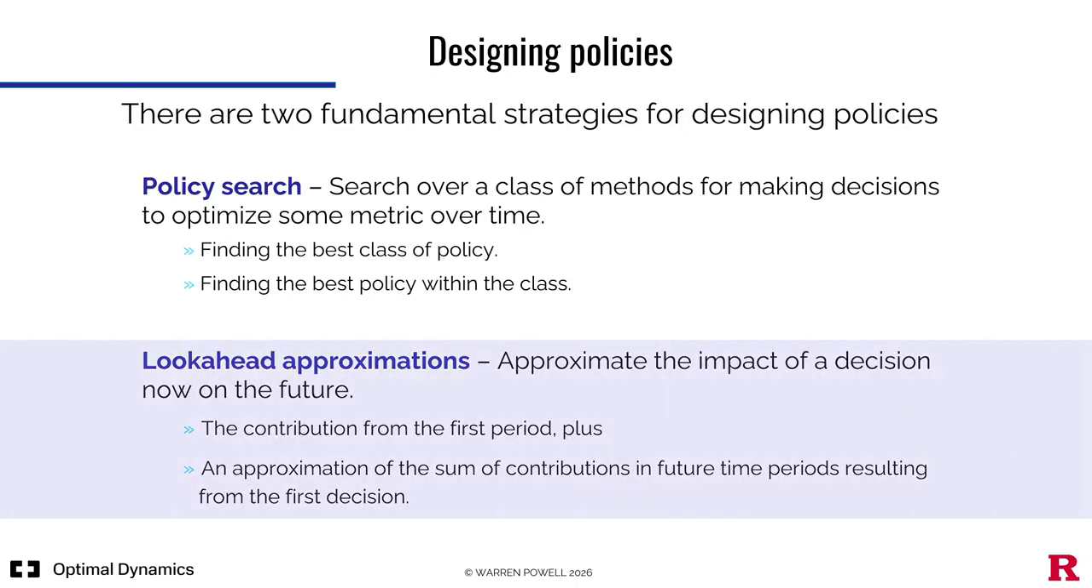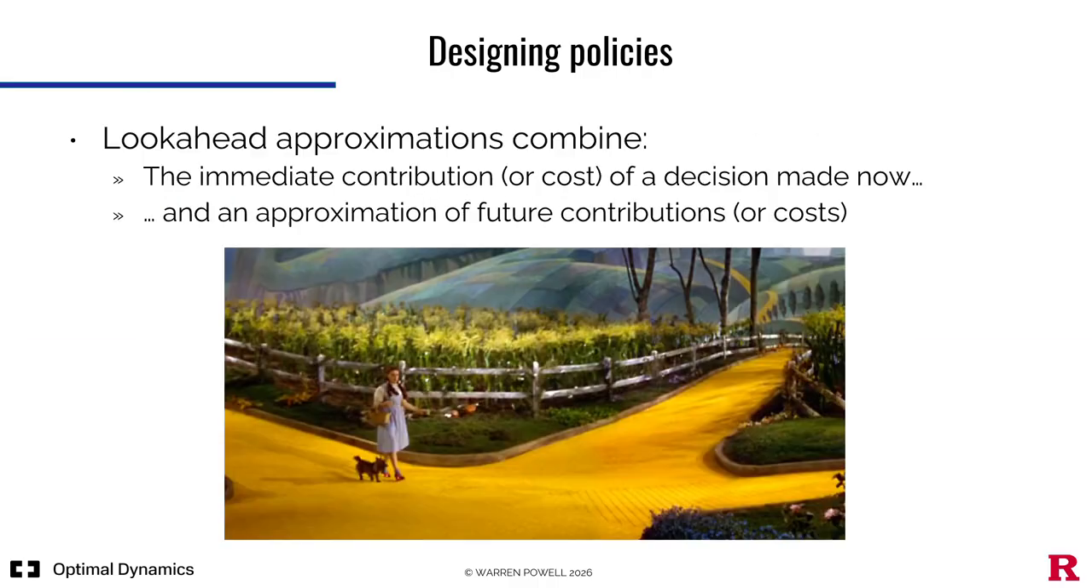So let's now go to look-ahead approximations. These are policies where I do plan into the future. So I like to think of Dorothy in The Wizard of Oz, where she has to decide which way to go, but she has to make a decision by planning, what's actually going to get her to her destination.